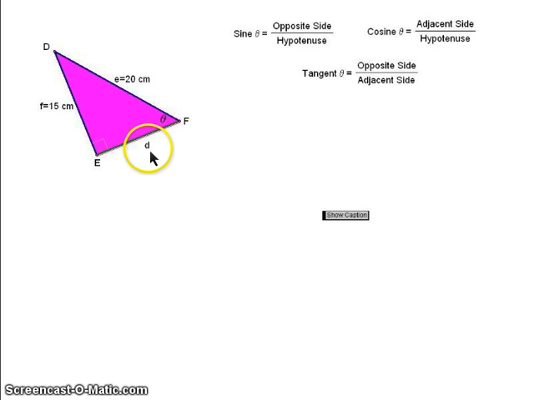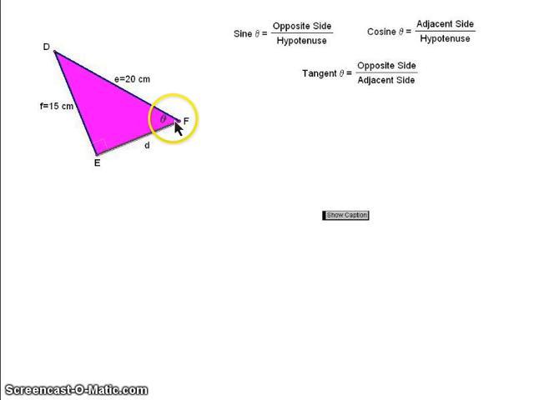I could figure out D if I wanted to using the Pythagorean theorem. 20 squared minus 15 squared would equal D squared. But let's work with what we have. We have the 15, which is opposite the angle, opposite theta, and we have the 20, which represents the hypotenuse of the triangle. So we really know the opposite side, and we know the hypotenuse.